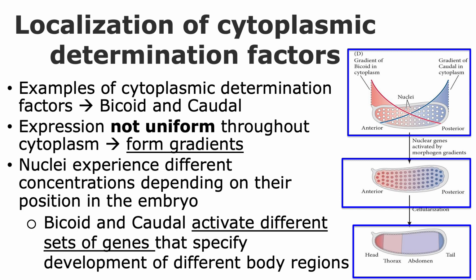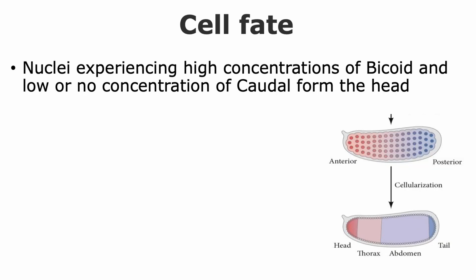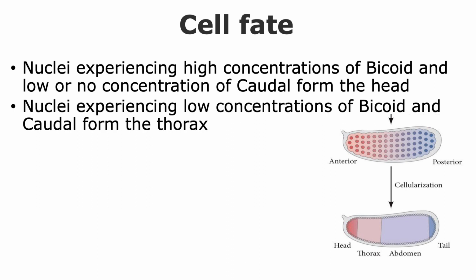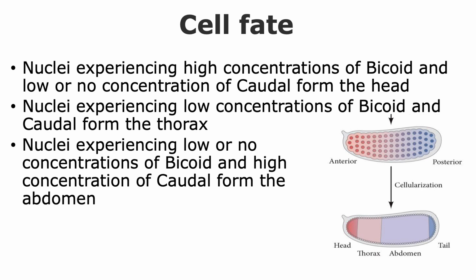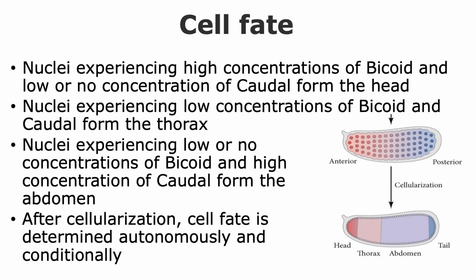To look at it in more depth, let's go to the next slide. The nuclei that experience high concentrations of bicoid and low or no concentration of caudal eventually form the head, as shown in the figure to the right. The nuclei that experience low concentrations of bicoid and caudal eventually form the thorax of the insect. The nuclei that experience low or no concentrations of bicoid but high concentrations of caudal eventually form the abdomen.